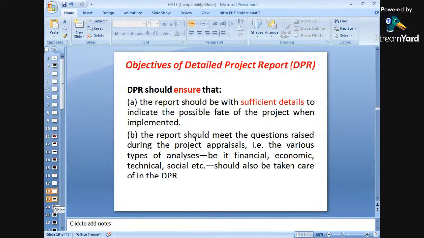Again, the report should meet the questions raised during the project appraisals. The various types of analysis, be it financial, economic, technical, or social, should also be taken care of in the DPR. The various things to be considered related to the DPR. That means various things will be considered. The report should meet the questions raised during the project appraisals. That means various appraisals. The financial part will also be considered. The various things will be considered related to the project.